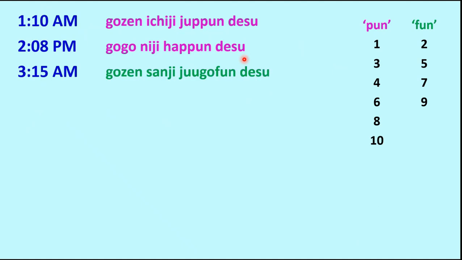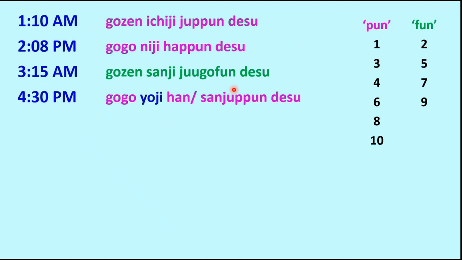3:15 a.m. Gozen sanji jugo hun desu. Here you can see Gozen again for AM. Sanji is third hour or 3 o'clock. Jugo hun, that is 15 minutes, desu. Gozen sanji jugo hun desu. 4:30 p.m. So this becomes Gogo yoji han desu. Here you can see 30 minutes or half hour, which we learned in the last lesson, for half hour we use han. So 4 o'clock is yoji.